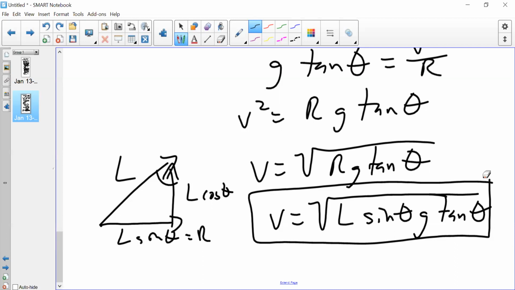So I think they even said, well, they just said find expression. Right. Went further and did it in terms of L. Use all the variables.